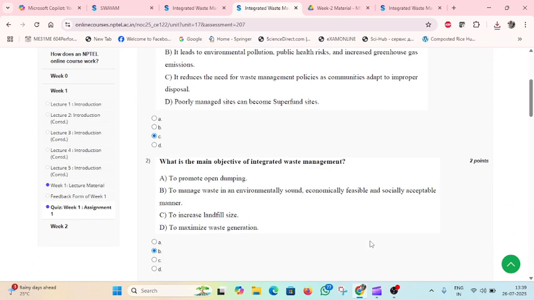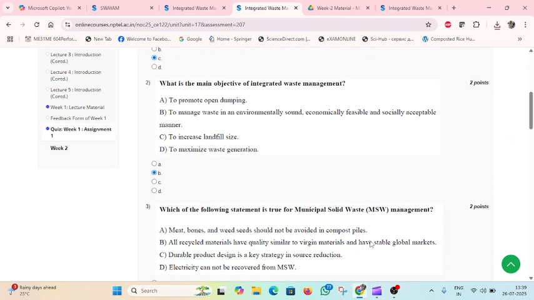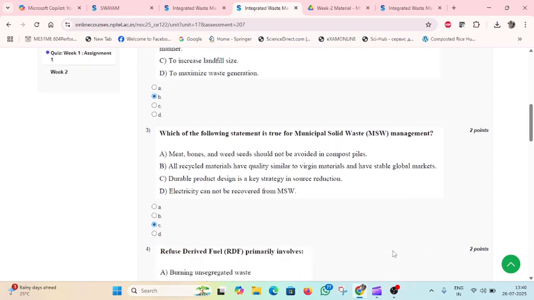socially acceptable manner. Now moving to question number 3, which of the following statements is true for municipal solid waste management, MSW? Meat, bones and weed seeds should not be avoided in compost piles. All recycled materials have quality similar to virgin materials and have stable global markets. Durable product design is a key strategy in source reduction. Electricity cannot be recovered from MSW. Which of the following statements is true for municipal solid waste management? Durable product design is a key strategy in source reduction. That is, C is the right answer for question number 3.